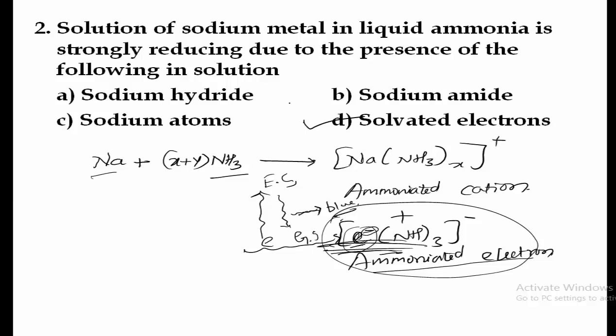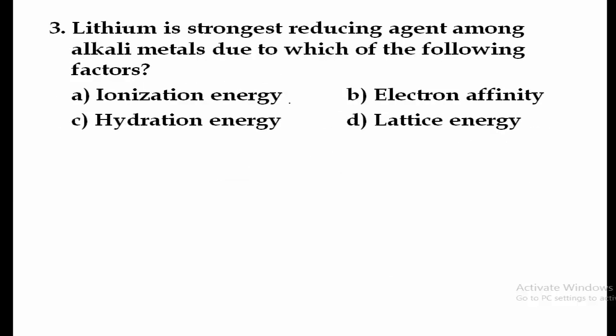Okay, then moving to the third question, lithium is the strongest reducing agent among alkali metals due to which of the following factors? So strongest reducing agent means it easily loses electrons, means it has more tendency to lose electron. So when an element is having more tendency to lose electron, then it will act as strong reducing agent. Yavaga yavade ond element easy aagi electron lose madutala avaga adu reducing agent aagi act agutta.